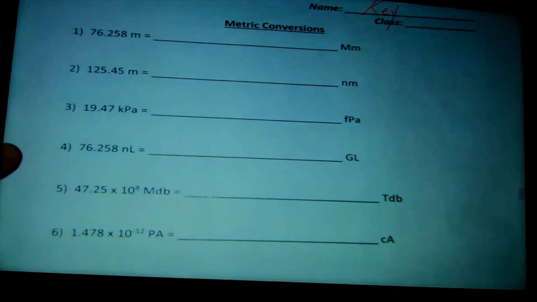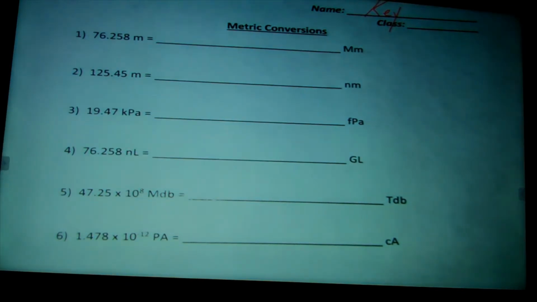Within this, we're just doing basic metric conversions, and I'm going to use that method that I taught you in class. On number one, also what you'll find with these is it goes from easy, and it keeps stepping up to harder and harder problems. Every time it steps up, it gets harder.